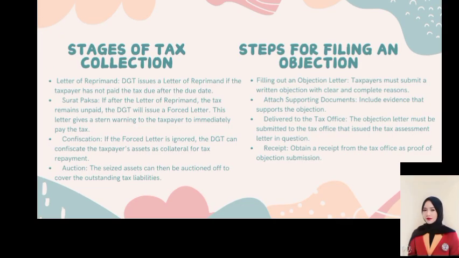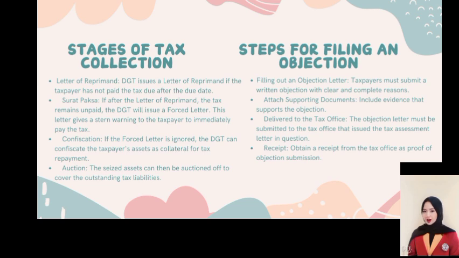The next slide is stages of tax collection. Letter of reprimand. DGT issues a letter of reprimand if the taxpayer has not paid the tax due after the due date. Forced letter. If after the letter of reprimand, the tax remains unpaid, the DGT will issue a forced letter. This letter gives a stern warning to the taxpayer to immediately pay the tax.